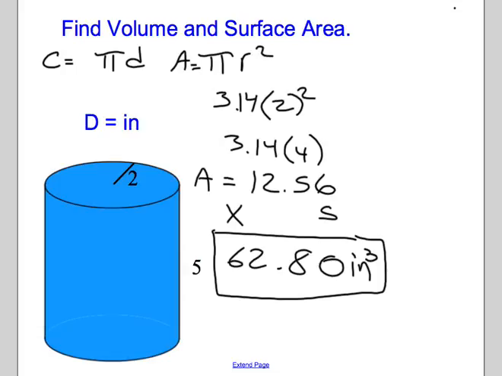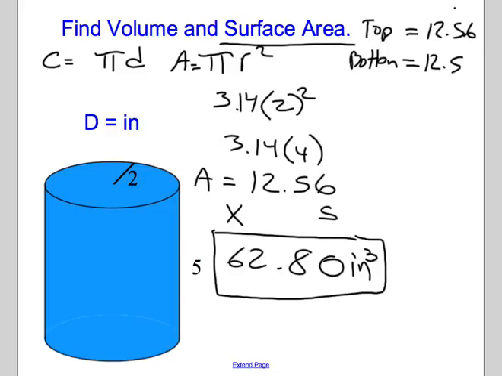Fortunately, we can take part of this information when finding our surface area. The top and bottom we've already found. That's 12.56. We found the area of the circle to find the volume, and so we're going to use that amount, 12 and 56 hundredths. Now we just need the lateral surface area. Over here I'm going to write lateral surface area is circumference times height. So I need the circumference of the circle.